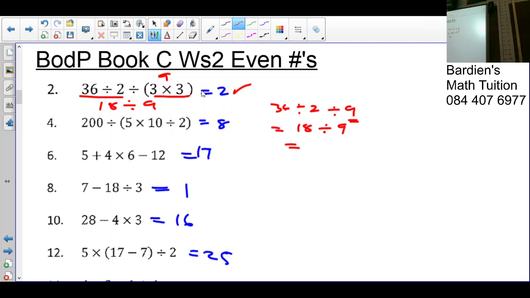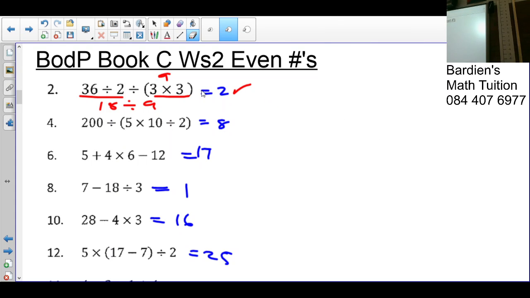Right, number 4? Anybody had a problem with number 4? No? Number 6? No? What do you have as an answer? Okay, what did you do first? For number 6, there's no brackets here. You have a problem with number 6. The wrong sum, okay? Number 8, any problems with number 8? No. Number 10? No. 12?